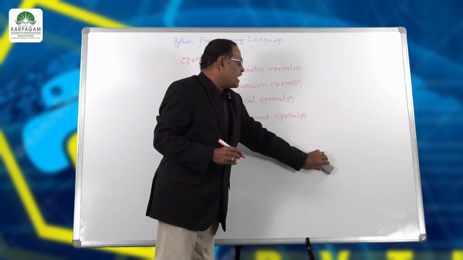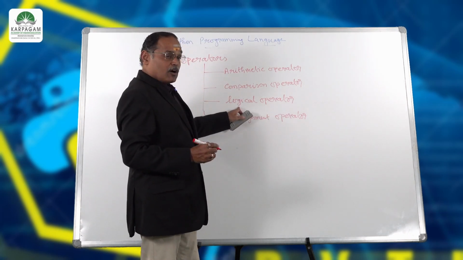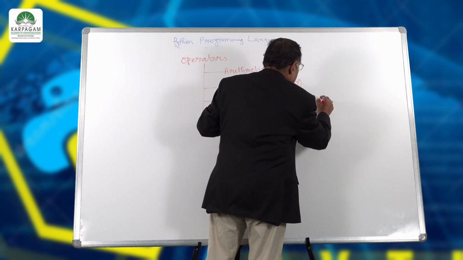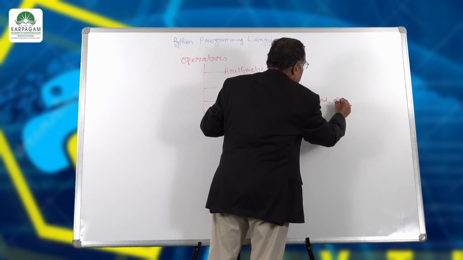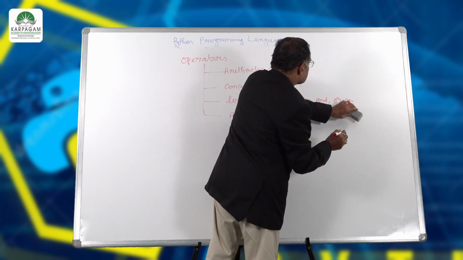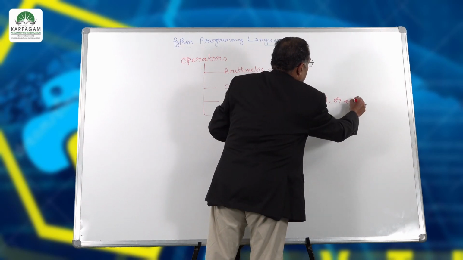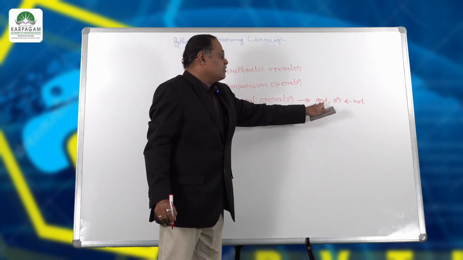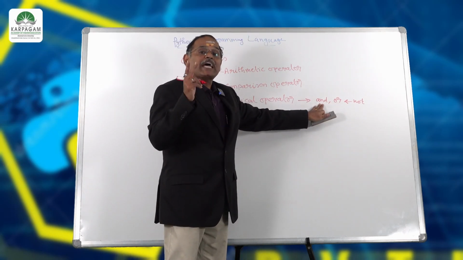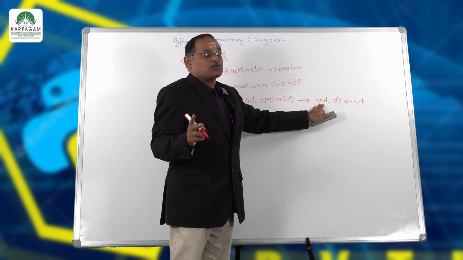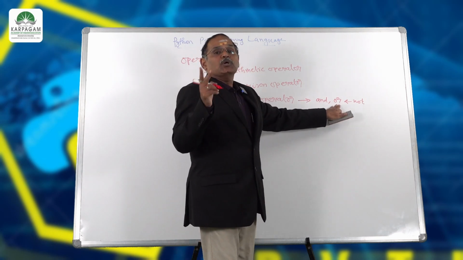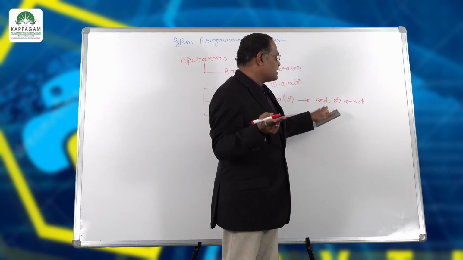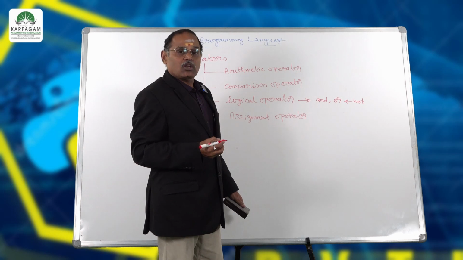The last and final operators are the logical operators: and, or, and not. For and, both the values have to be true, then the output will be true. For or, if any one value is true, then the output will be true. Not gives the negated value. This is the process of the logical operators.